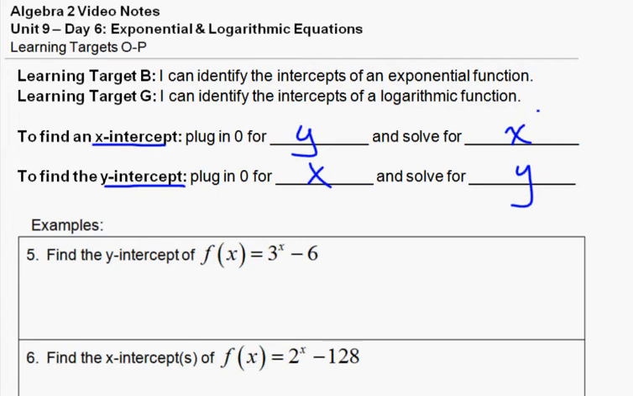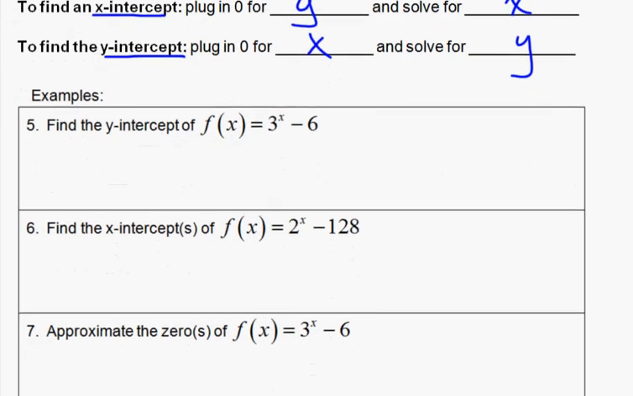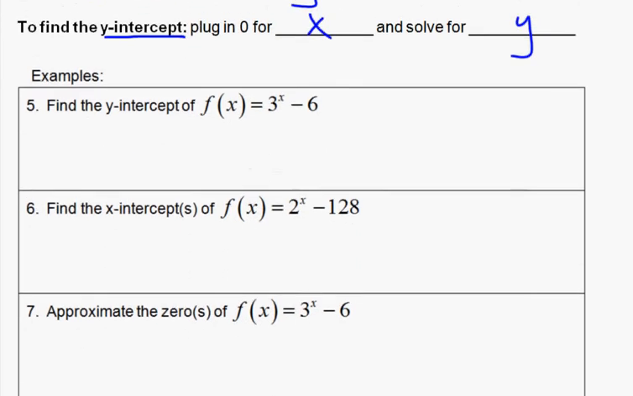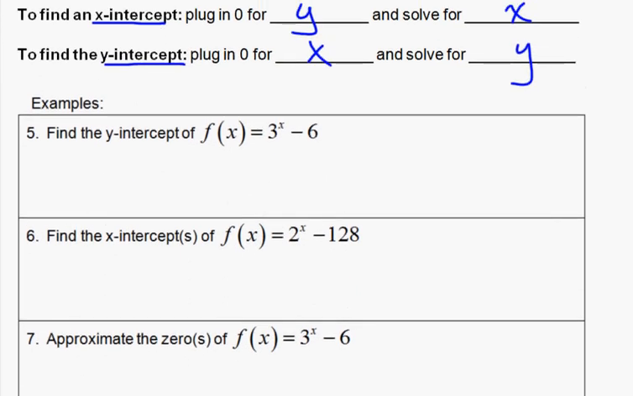So now let's scroll down and look at the three examples we have below. The first one, we're going to find the y-intercept of this function. Because we're looking for the y-intercept, I'm going to plug in 0 for x. So y equals 3 to the 0 minus 6.